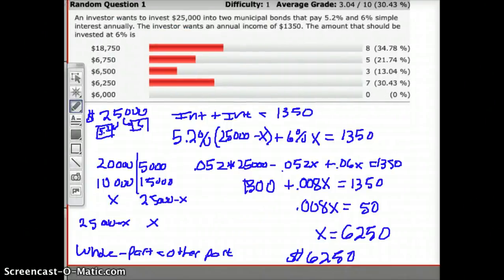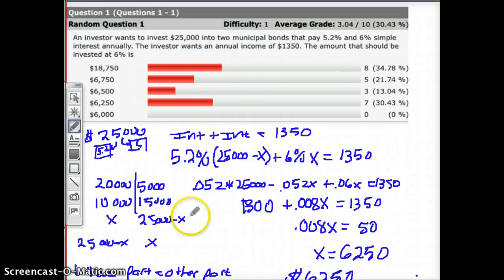All right. Let me try to explain this investment problem. It seems like a lot, but it's not too bad. I have the $25,000 I want to invest, one at 5.2% and one at 6%. The question says that I need to make a certain amount of money per year. So I add the interest from both of them and I get $1,350. Now remember, to find interest, you take the percent times the amount of money. So here's my percent for the 5.2%, and then here's my amount of money here.